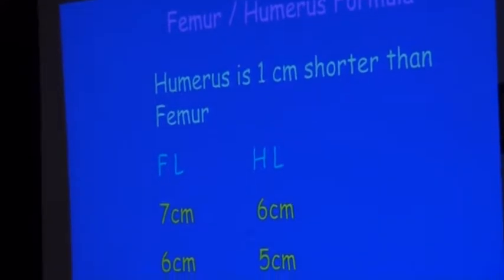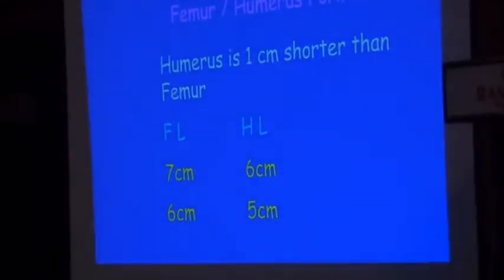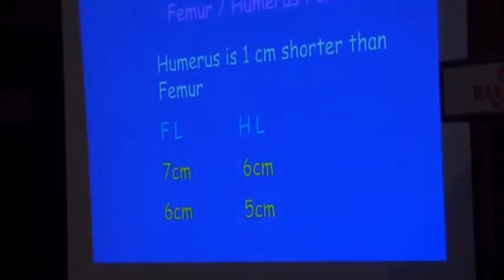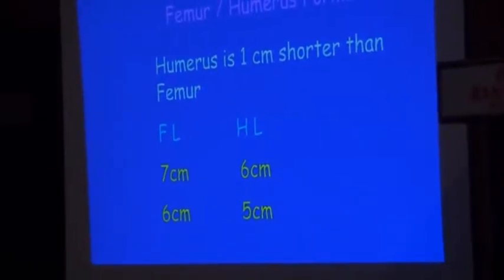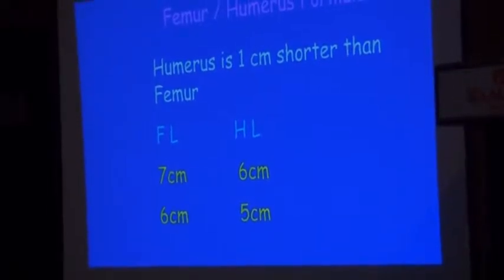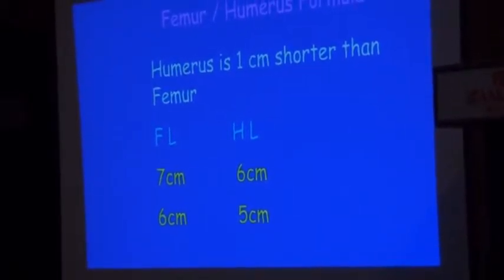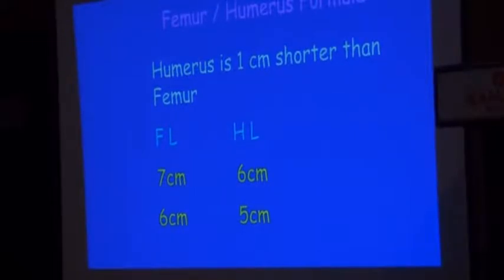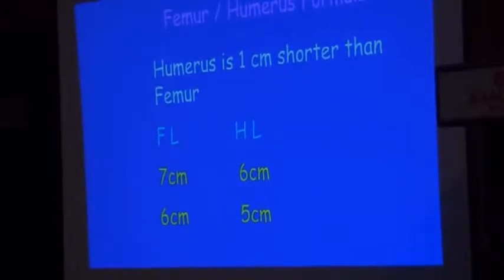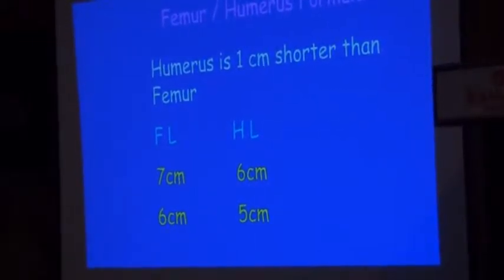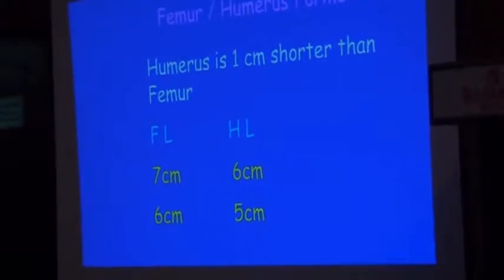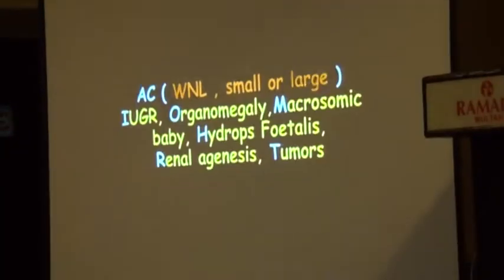What about the femur and humerus length formula? Humerus is 1 centimeter shorter than femur. If you got 1 centimeter shorter, make sure, are you dealing with femur or humerus? That could be very easy. So look for the urinary bladder and then say, I'm in the femur, and the humerus is 1 centimeter less, and that's what the diagnosis is.